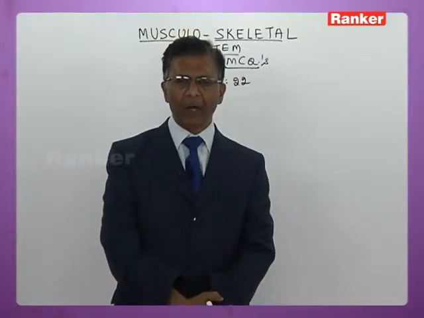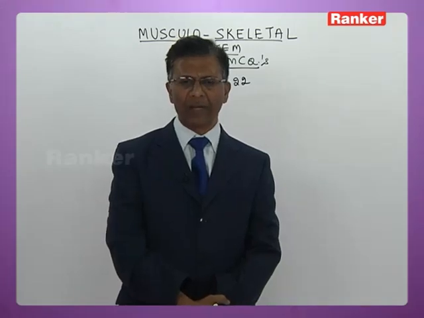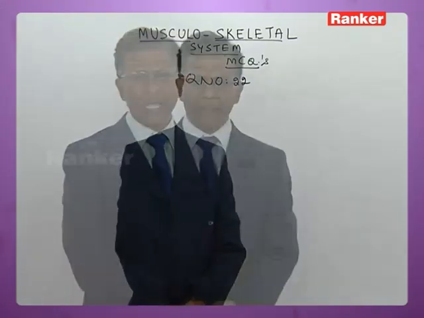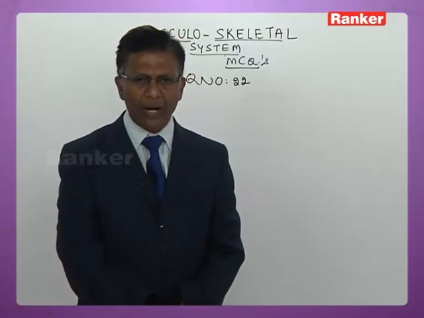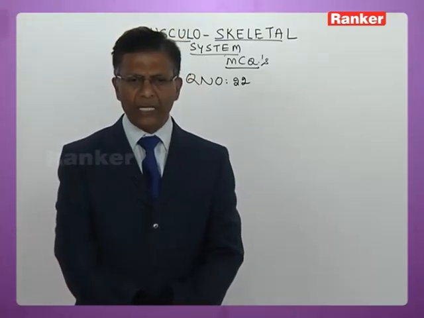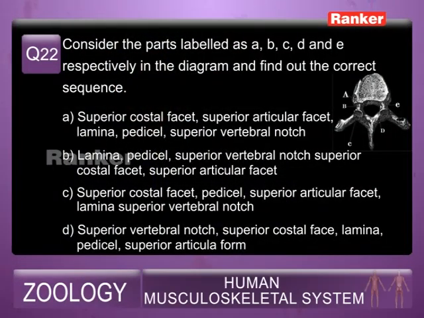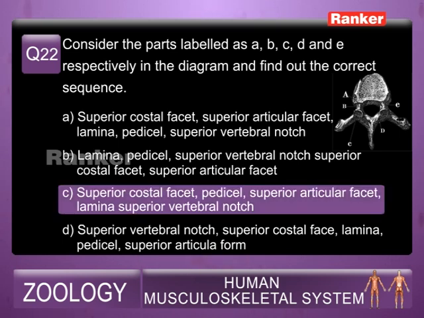Here in the diagram he is talking about the structure of a typical vertebra, where A is the centrum or the body. Then you can see the superior costal facet, then you have pedicel, then superior articular facet, lamina, superior vertebral notch. Okay, so here the answer is C for this.